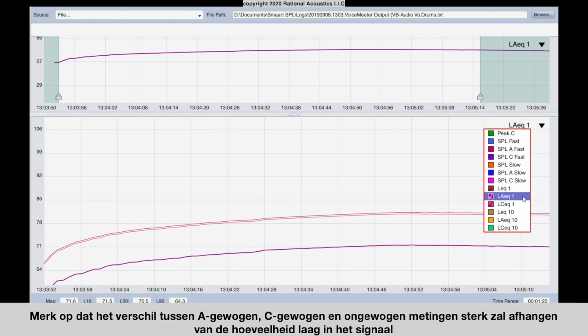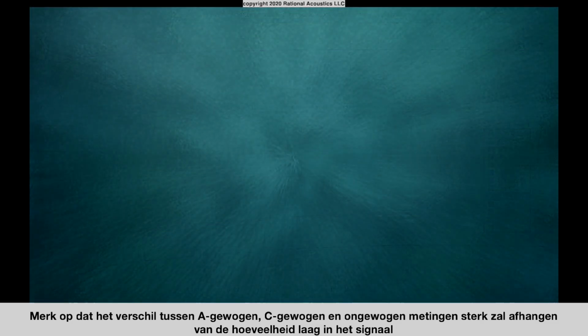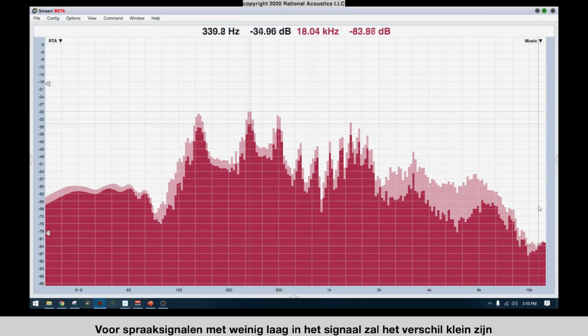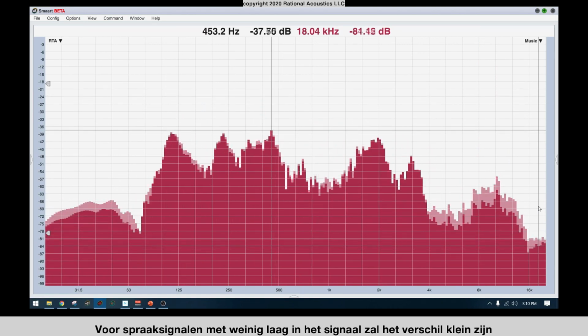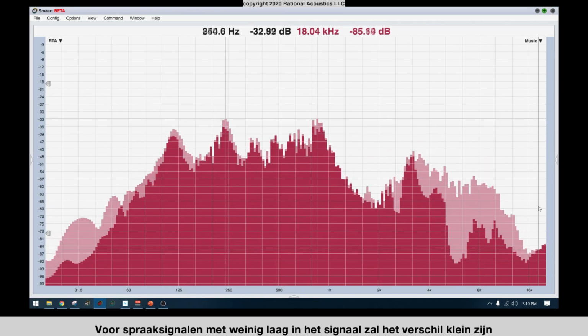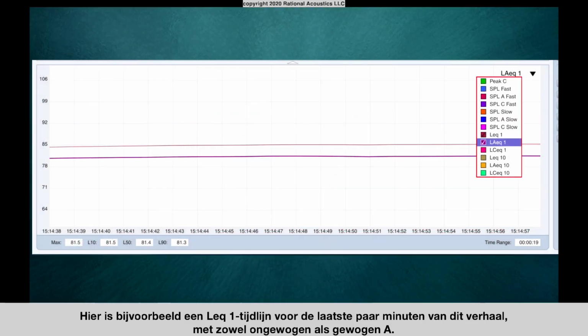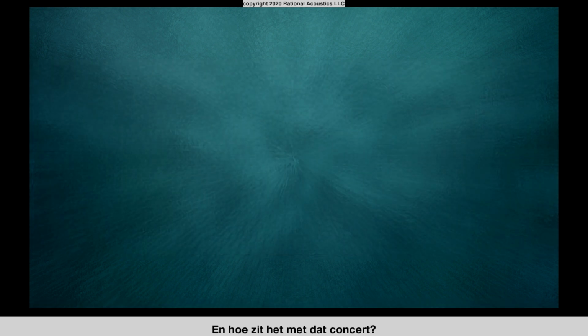Note that the difference between A weighting, C weighting, and unweighted measurements will depend heavily on the amount of low-frequency energy in the signal. For speech signals having little low-frequency content, the difference will be small. For example, here's an LEQ1 timeline for the last few minutes of this narration, showing both unweighted and A-weighted. And how about that concert?